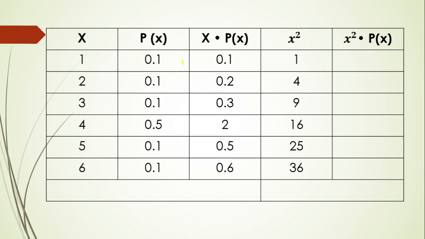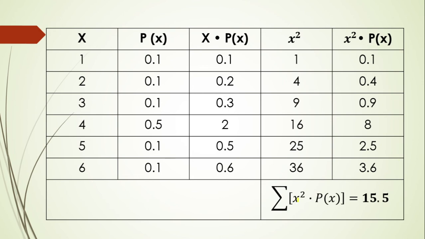First, 1 times 0.1 is 0.1. 4 times 0.1 is 0.4. 9 times 0.1 is 0.9. 16 times 0.5 is 8. 25 times 0.1 is 2.5. 36 times 0.1 is 3.6. And then you have to add this part, that is, the summation of x squared times p of x is equal to 15.5.